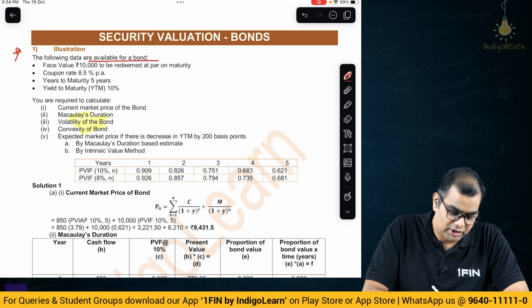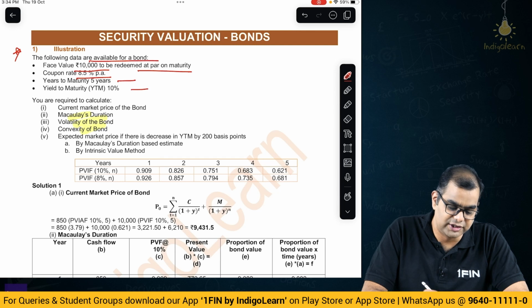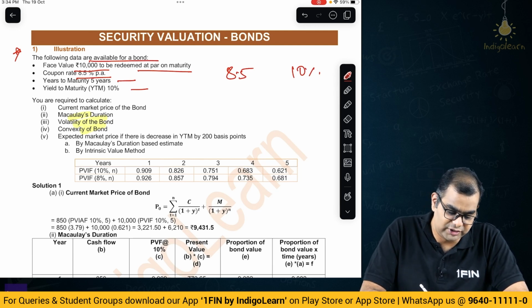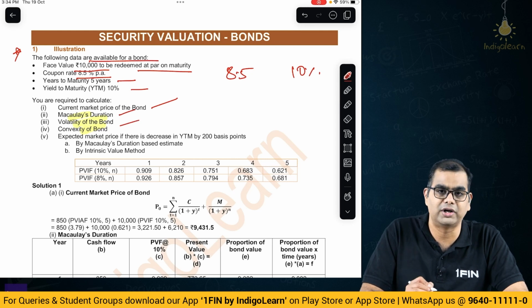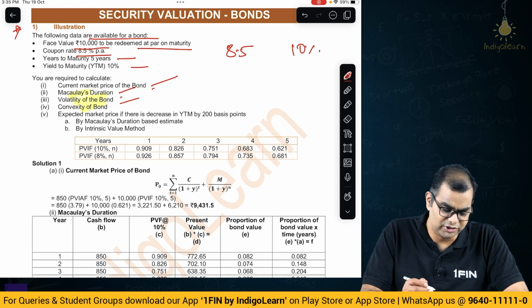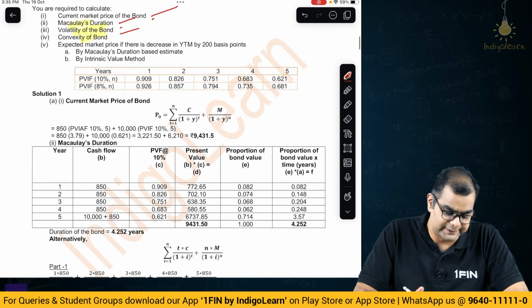The following data is available for a bond. Face value is 10,000 to be redeemed at par on maturity. Coupon rate is 8.5. Maturity is 5 years. Yield to maturity is 10%. Coupon value is 8.5 and YTM is 10. We don't know when the issue date is. We know that from today onwards 5 years maturity is there. Find out the current market price of the bond, the Macaulay duration of the bond and the volatility of the bond. So you have to find out the current price of the bond, Macaulay duration, volatility, convexity. We will compute the first couple, 2 or 3, and then we will get back to the others later.